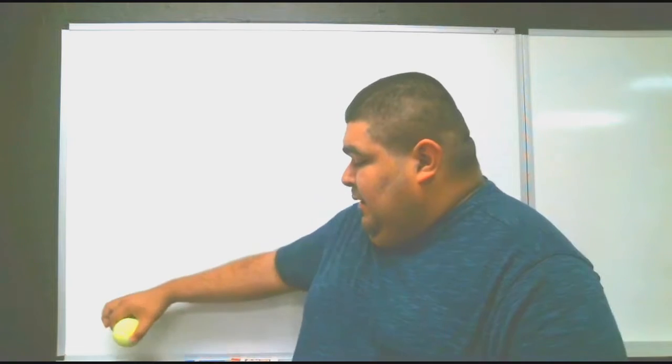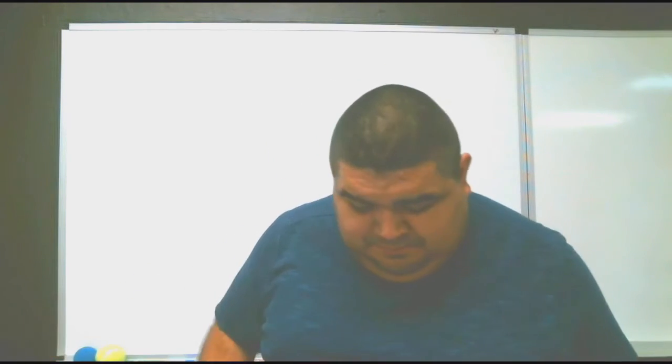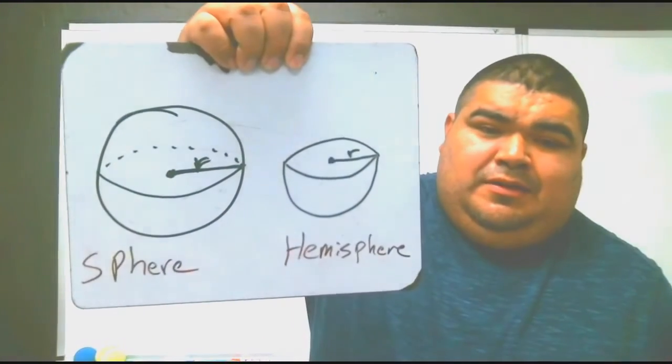If we cut this in half, it is known as a hemisphere. A full piece is a sphere. If you cut it in half, it's a hemisphere. It looks something like this.